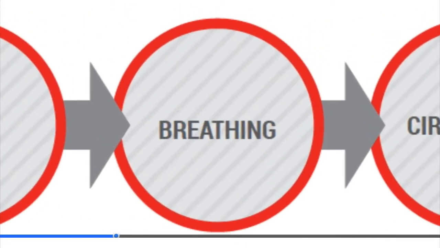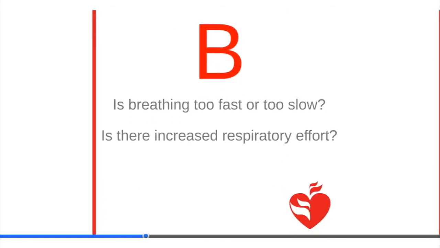Next, check breathing. Is the victim's breathing too fast or too slow? Tachypnea has an extensive differential diagnosis, while bradypnea can be a sign of impending respiratory arrest.